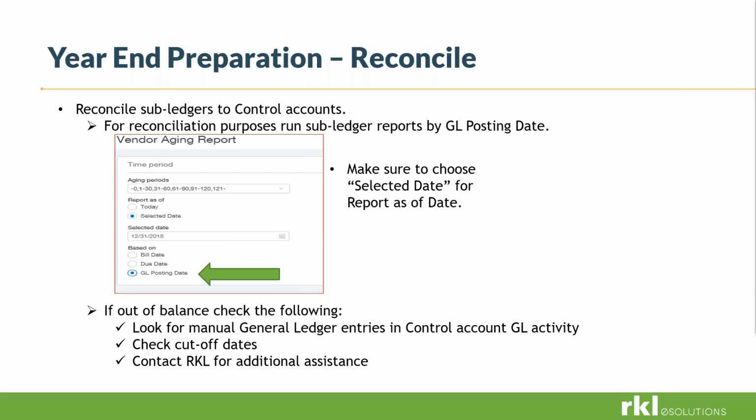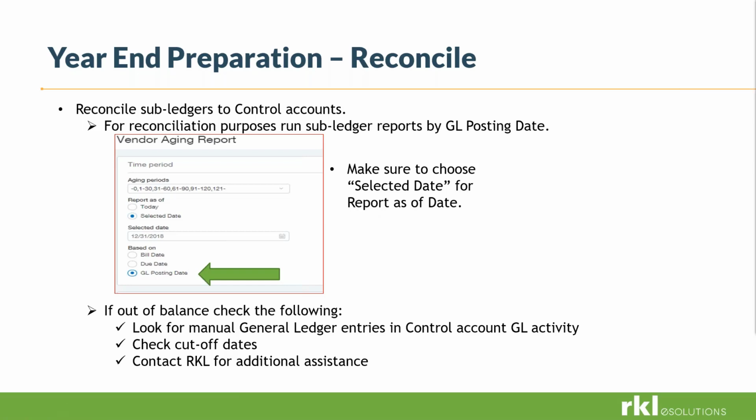Some key things: I'm just using the vendor aging report, but this could be an AR aging report. The key is how you run the report. You want to run it as of a GL posting date, and you want to use selected date. So make sure you choose selected date, and the report date is your closing date.